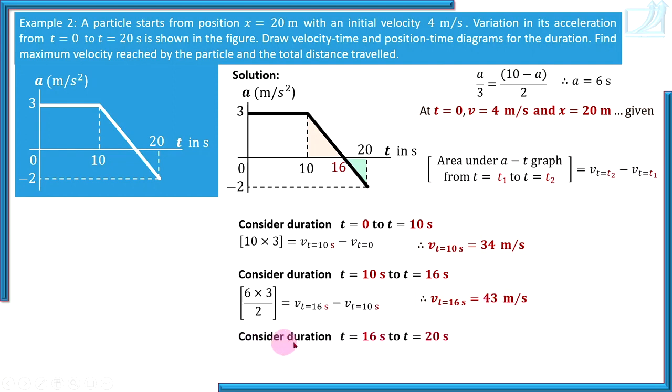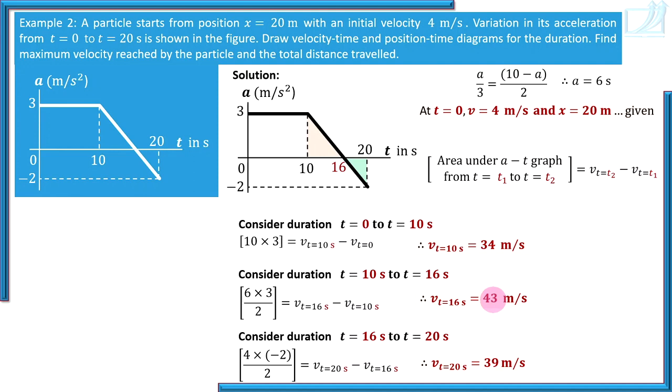Now next duration, t equal to 16 to t equal to 20 seconds. It is triangular area, 4 into minus 2. Remember, here the acceleration is negative. Don't forget to use that negative sign of acceleration. That gives you change in velocity. So velocity at t equal to 20 seconds minus velocity at t equal to 16 seconds, and velocity at t equal to 20 seconds is 39 meters per second.